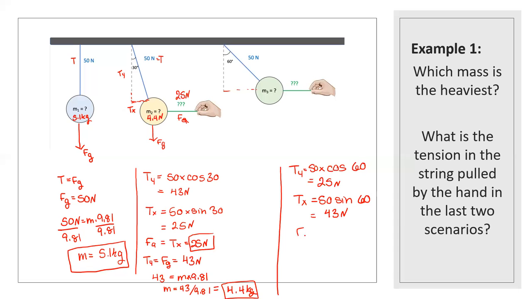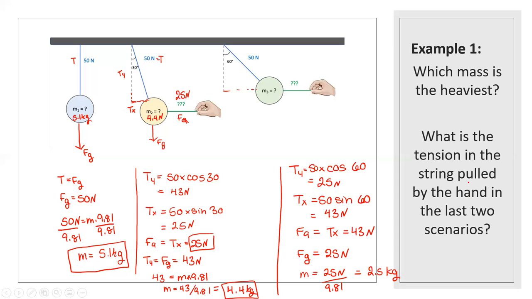And then the force applied is equal to the x direction, which is 43 newtons. And the force of gravity is going to be equal to 25 newtons. And then we're going to find that the mass is equal to the force of gravity divided by 9.81, which is equal to 2.5 kgs.